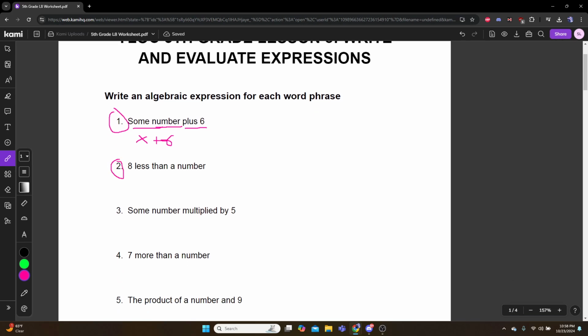So let's try number 2 now. 8 less than a number. Once again, we see a number popping up, so we can just put in x for that. And then 8 less than a number means that whatever we're trying to find here is 8 less than this. So it would be x minus 8.